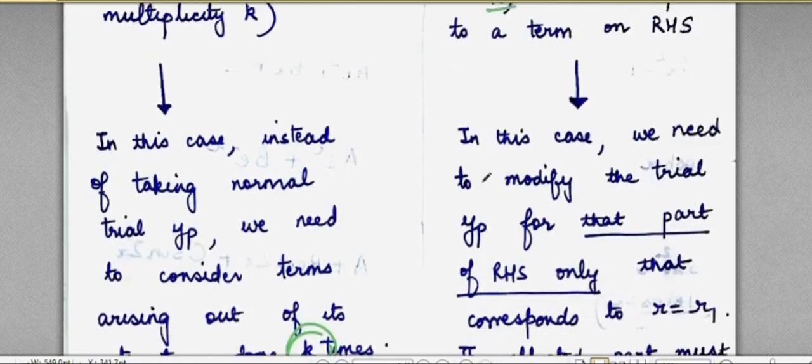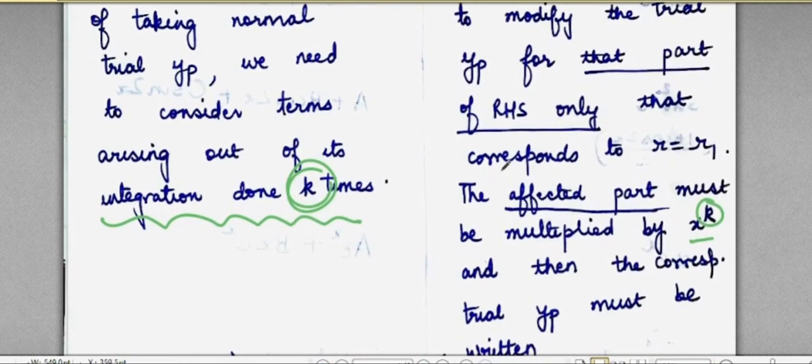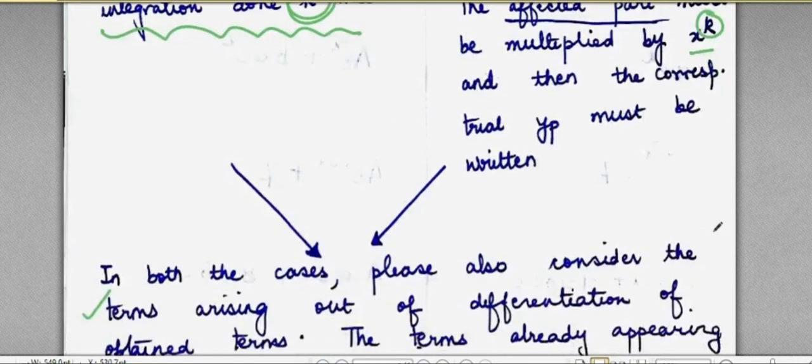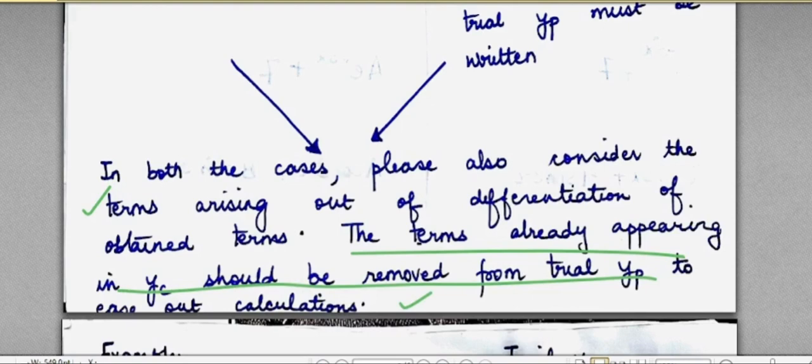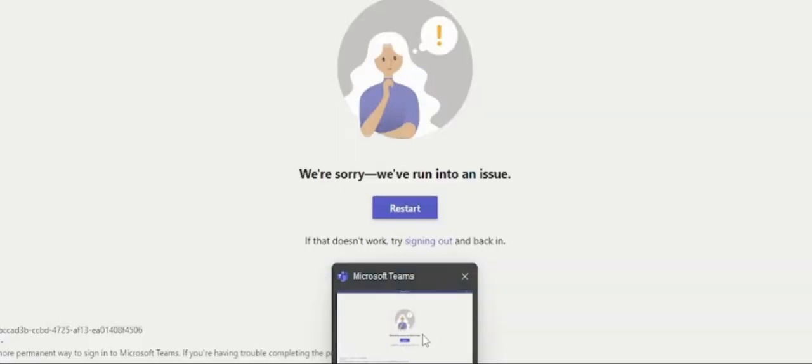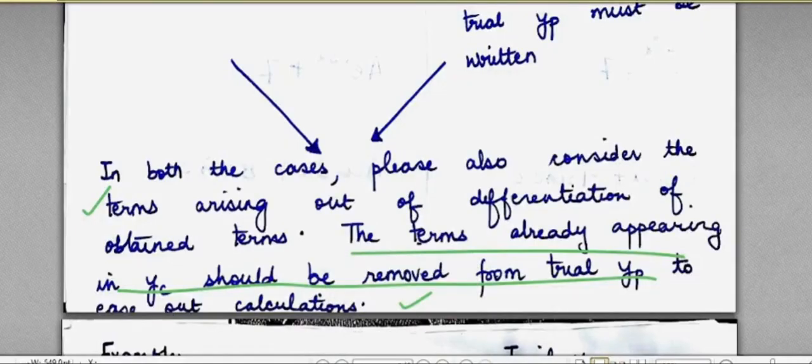So in this case, we modify our trial yp by multiplying the affected part by x to the power 1 and also considering the terms arising out of its differentiation. Also, the terms that already appear in yc should be removed from trial yp to ease out calculations, because there will be unnecessary constants involved in the trial yp if you do not do that.